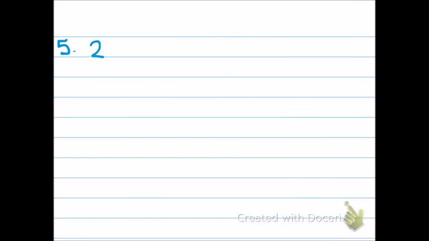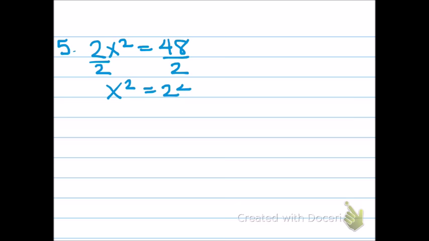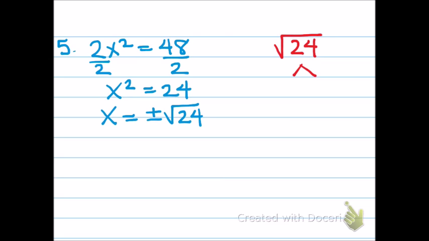Number 5, 2x squared equals 48. First, we'll divide by 2 on both sides to isolate the x squared, so that x squared equals 24. Then, we'll square root both sides so that x equals plus or minus the square root of 24. To simplify the square root of 24, we must factor it until we have perfect squares. 24 can be factored down into 6 times 4.